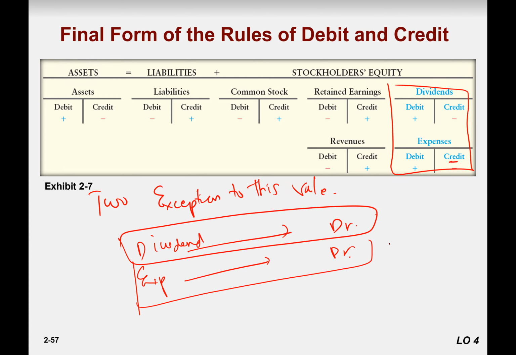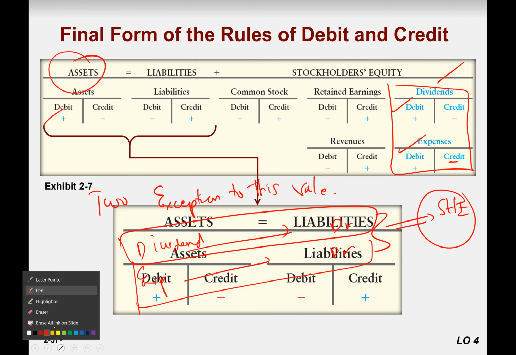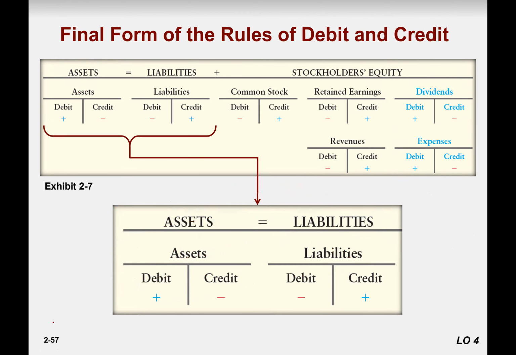But remember, these two accounts belong to stockholder equity. Some of you confuse these with assets, because asset increase means debit and asset decrease means credit. So they think that dividends are assets, because if asset increase is debit, then dividend is also debit. If expenses increase is debit, then assets also increase at debit. So dividend and expenses are treated like assets. No, they are not assets. Remember, they belong to stockholder equity.